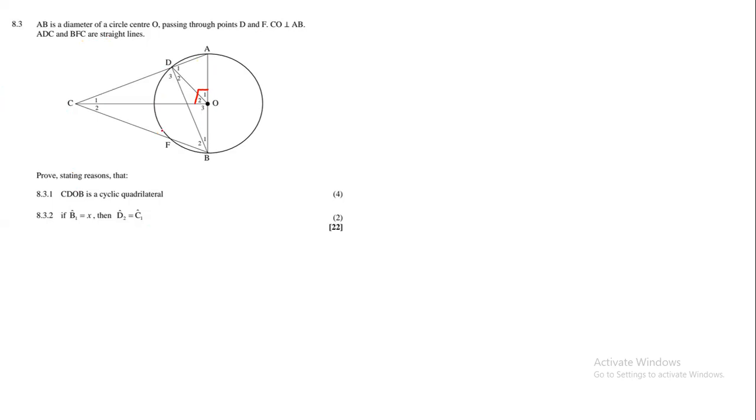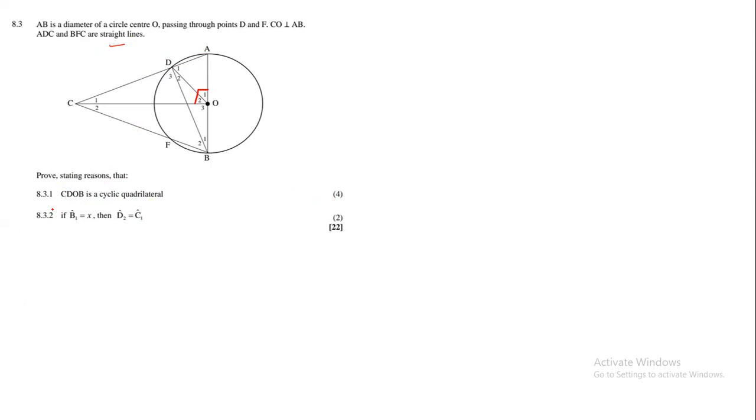Okay, right. The only important information is that this is a diameter, number one. Number two, this is perpendicular. We can see these are straight lines, so it's fine. Yeah, it's straight lines because they're emphasizing the fact that these are not tangents. So now prove, stating reasons, that CDOB is a cyclic quadrilateral for only 4 marks.